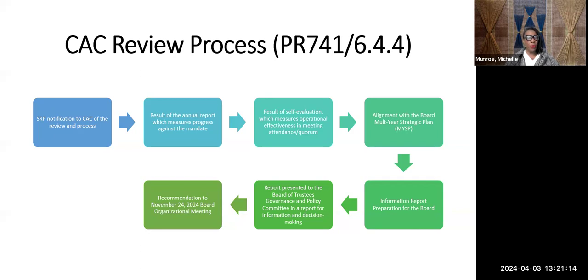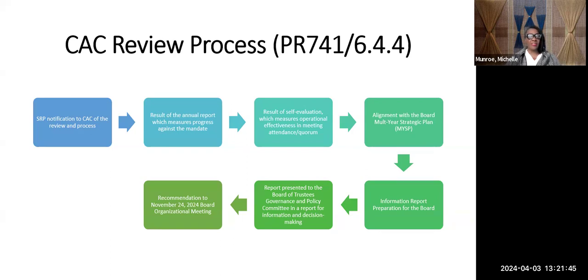Results of the annual report, which measures progress. Staff will be provided with the template. All staff will be using the same standard template for the review. That template will look at elements of your annual report. It will look at elements of your self-evaluation and the alignment with some of the multi-year strategic plan priorities. Once the report is completed, staff will then forward that information to the board for their information.